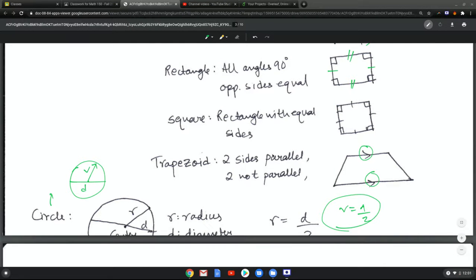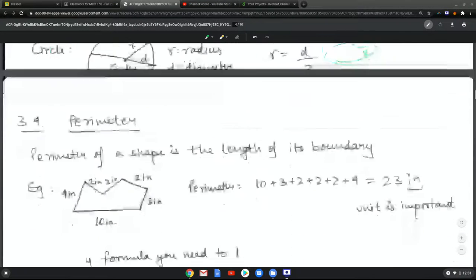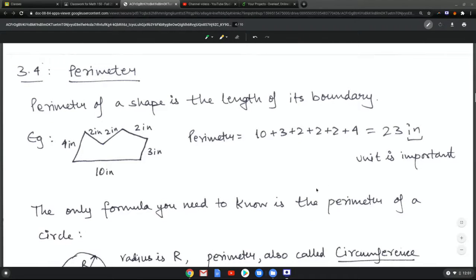Okay, so we looked at certain specific shapes. Now we're going to look at a property called perimeter. The simplest definition is that it is the length of its boundary.